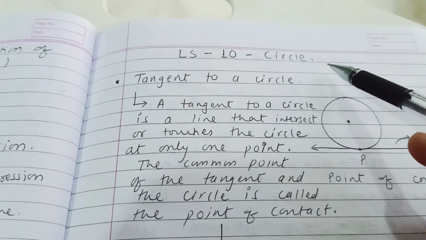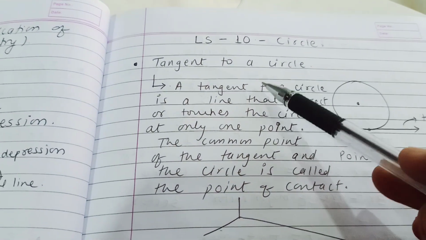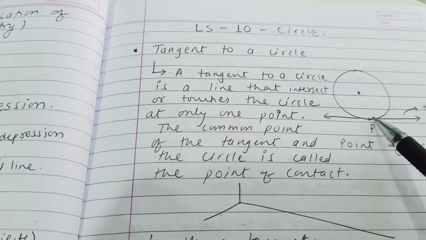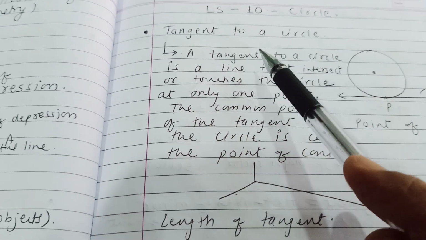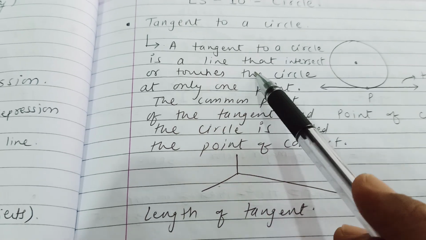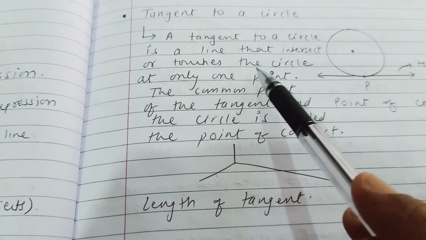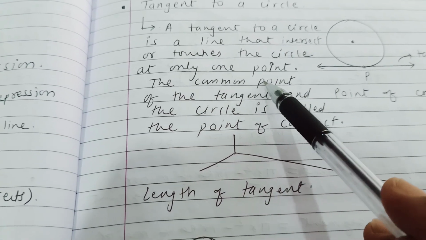Now that is circle. It is lesson number 10. So listen. Tangent of a circle. Tangent means when a line touches the circle and goes, that is your tangent. Tangent of a circle means what? A tangent to a circle is the line that intersects or touches the circle at only one point.